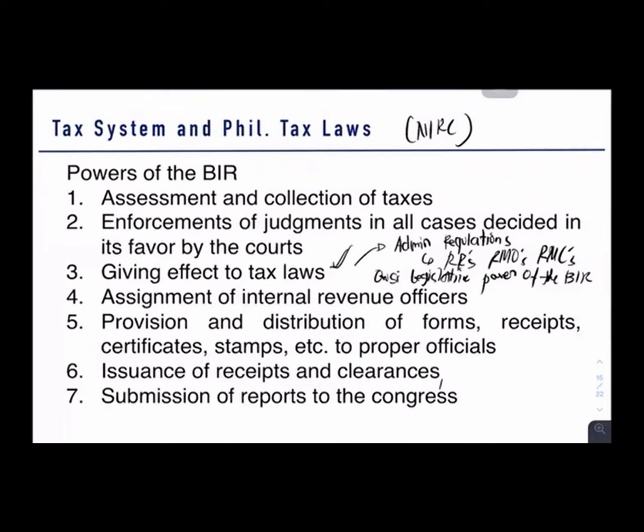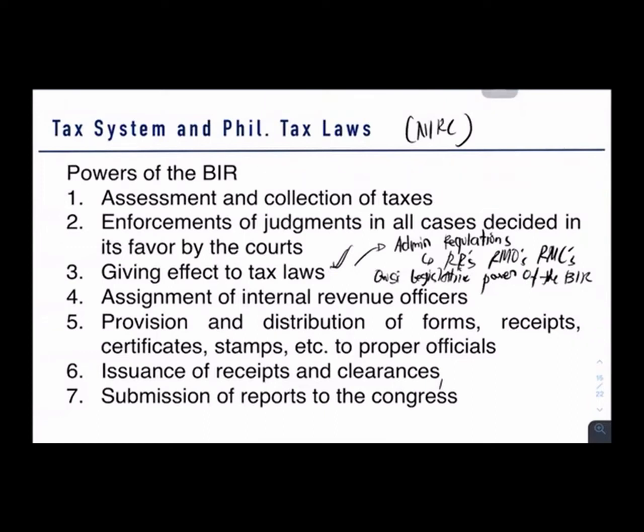Next, power of the BIR, that is the provision and distribution of forms, receipts, certificate stamps to proper officials. So what happens here is that the BIR will distribute these different documents to different entities to ease the collection of taxes. So for example, guys, documentary stamp tax. Do you know a documentary stamp, DS? How can we make an example of a documentary stamp?